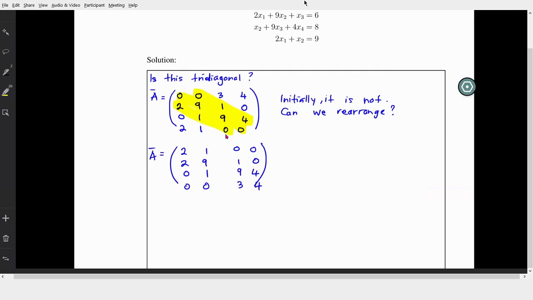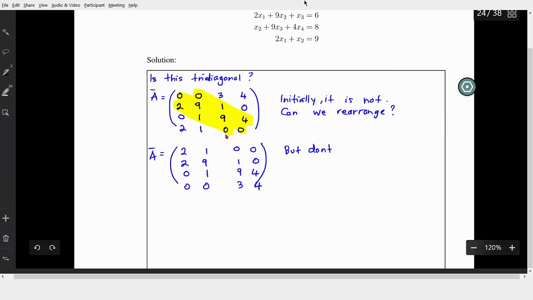The main diagonal should be non-zero elements. The upper diagonal, non-zero elements. Lower diagonal, non-zero elements. Other than that, they are all 0. So now you have the tridiagonal. But don't forget.